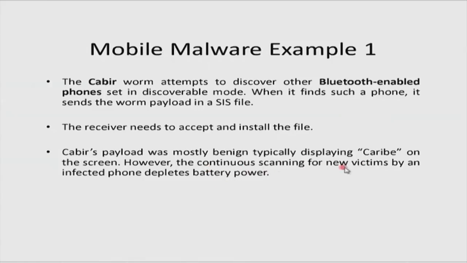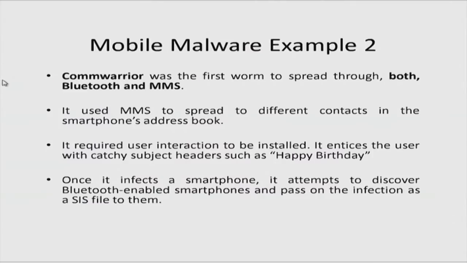So don't forget, one of the big things about a worm or a virus is continuously trying to figure out who else to infect. So continuous scanning for new victims by an infected phone turned out to deplete battery power. Otherwise, it didn't do anything very nasty, didn't delete any files, etc. Then the next worm had two vectors of propagation, both Bluetooth and MMS. It used MMS to spread to different contacts in the smartphone's address book, and it required user interaction to be installed, enticing the user with catchy subjects such as happy birthday.